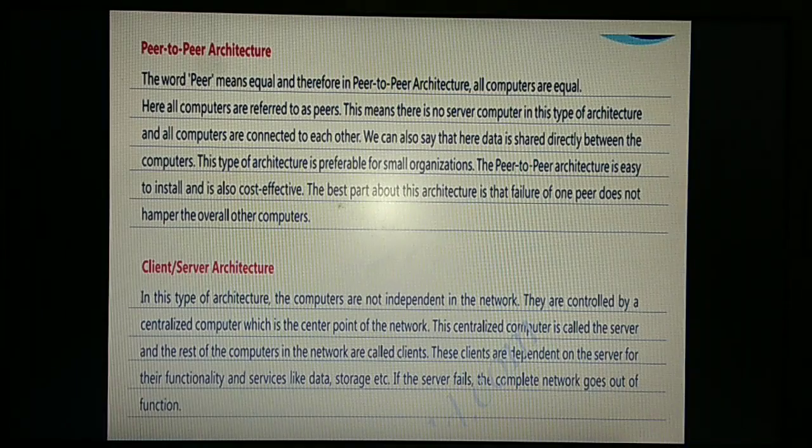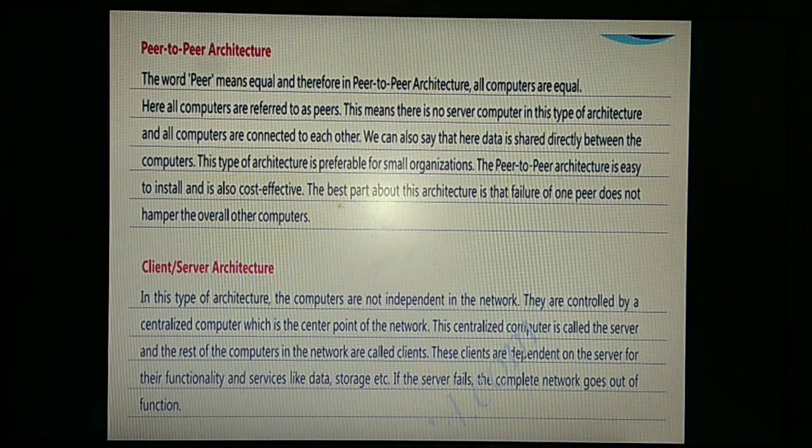The word peer means equal. Therefore, in peer-to-peer architecture all computers are equal. Here all computers are referred to as peers. This means there is no server computer in this type of architecture and all computers are connected with each other. All computers are playing an important role over here, because there is no server, no leader computer, no main computer. Everyone is the same and main in this peer-to-peer architecture.